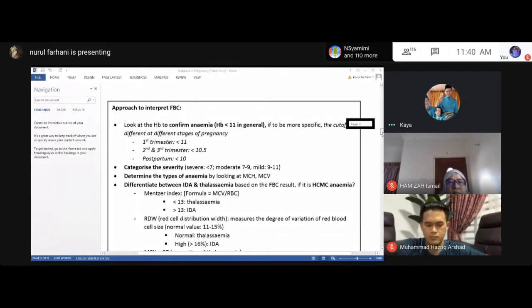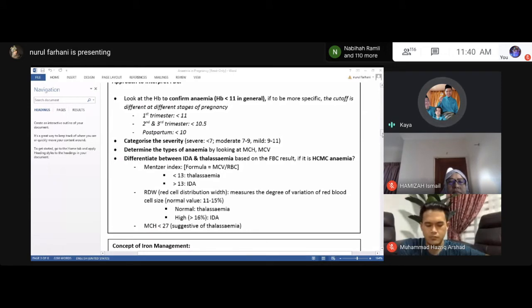And then there are other parameters that can help us in our investigation, like the Mentzer index. I believe all of you have heard of the Mentzer index and know the formula. It helps us to identify whether the patient is having anemia because of thalassemia or because of IDA. This is how I remember: everything in thalassemia is less. So Mentzer index less than 13, MCH less than 27, is suggestive of thalassemia.